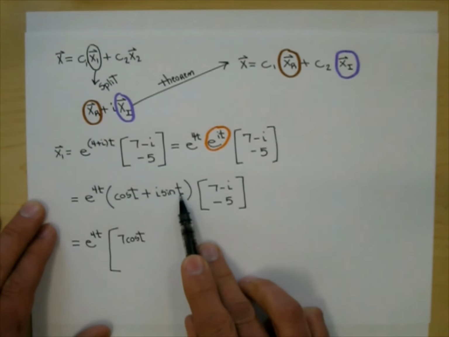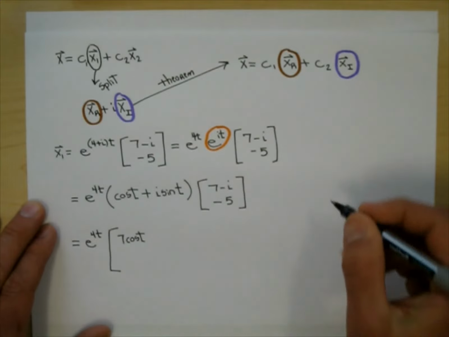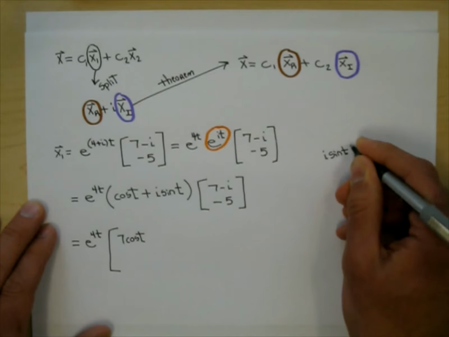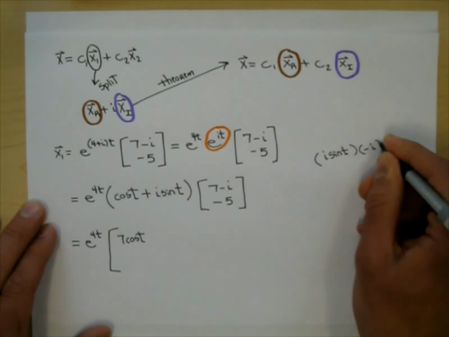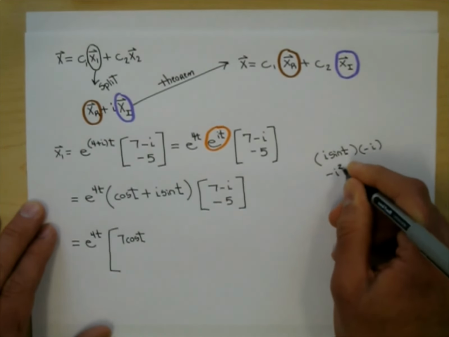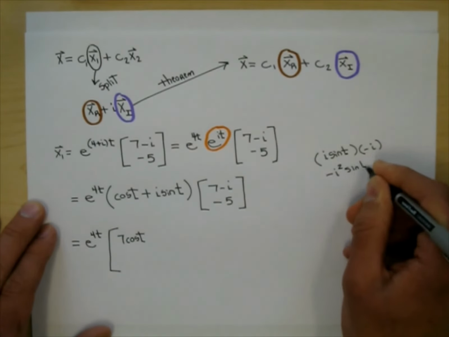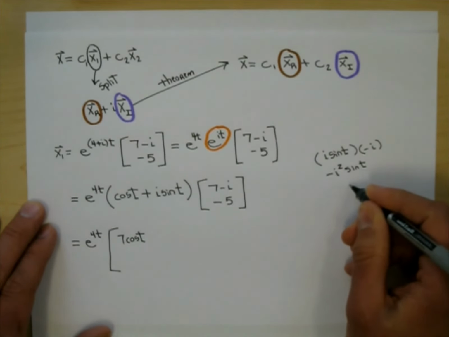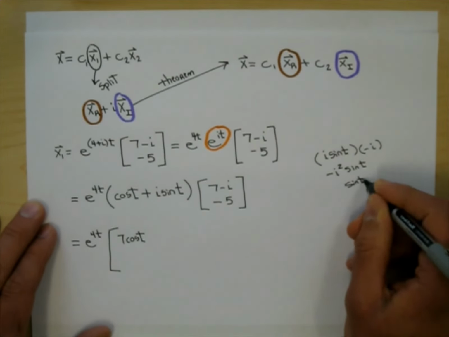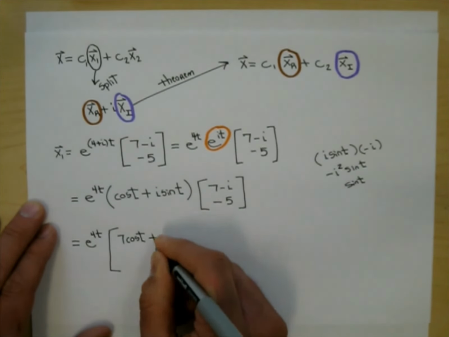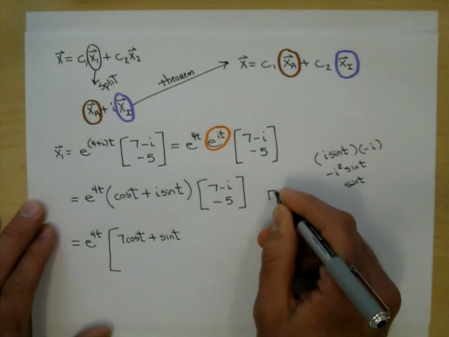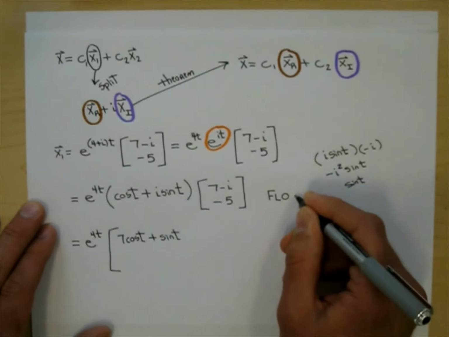i sine t times negative i. I'll write that out here: i sine t times negative i. So this is negative i squared sine t. i squared is negative 1, and I have negative 1 times negative 1, so this just gives me sine t. So this is plus sine t. So that was the FL, and then I will do outside, inside.